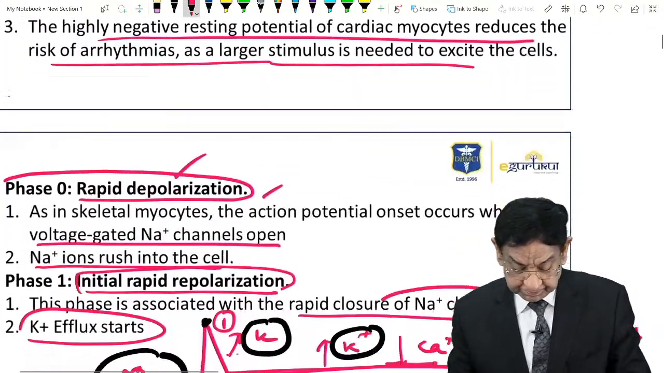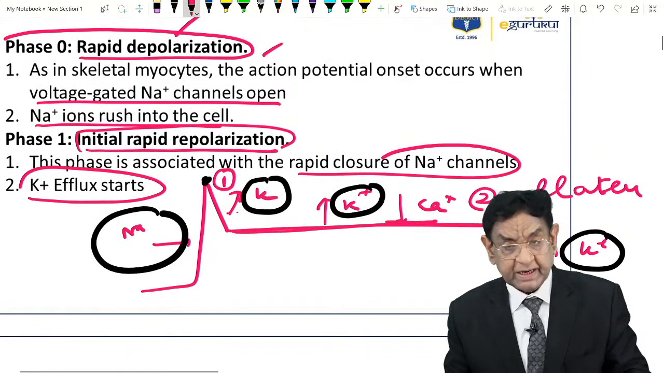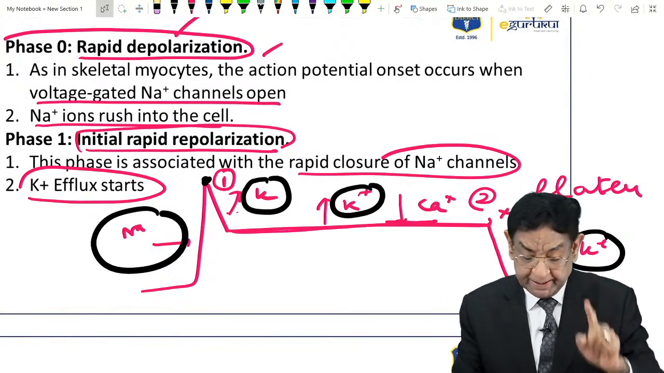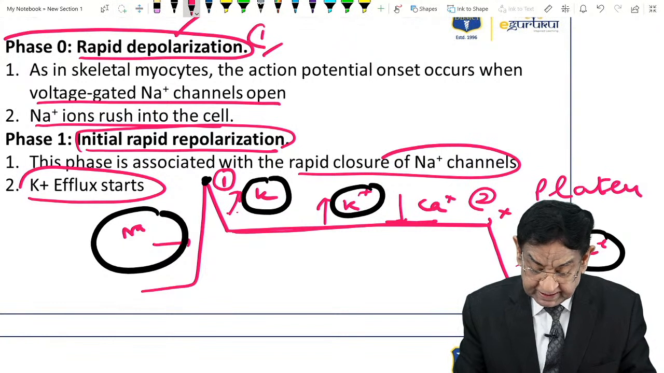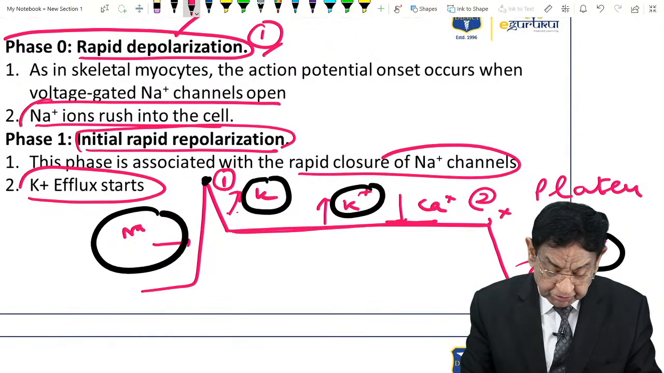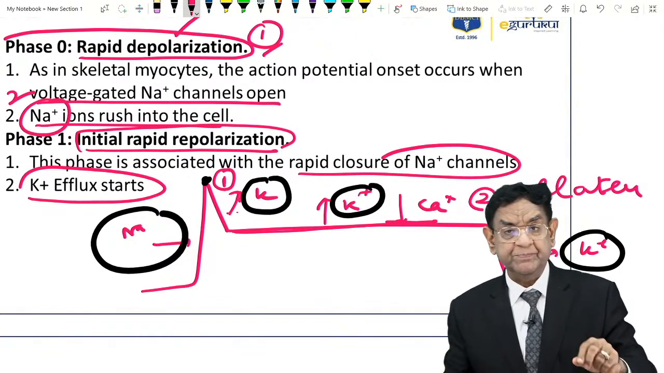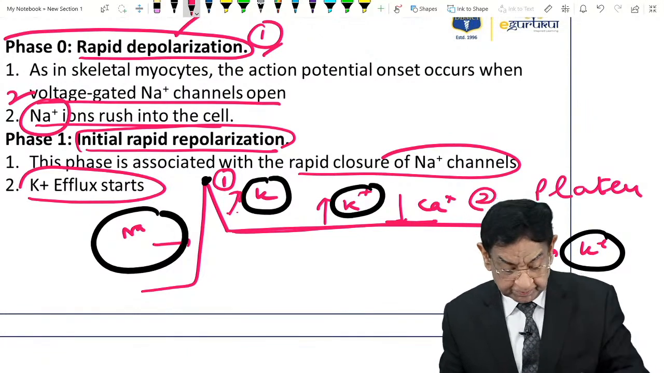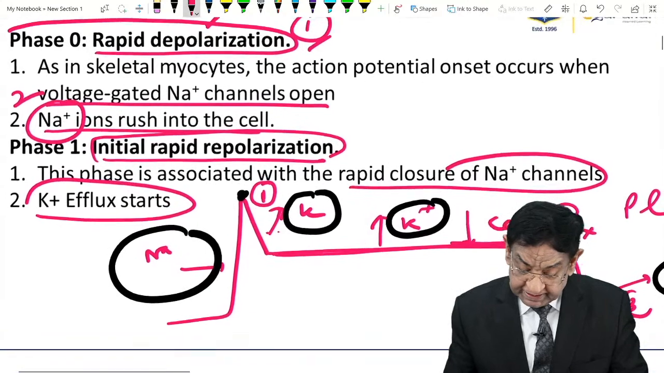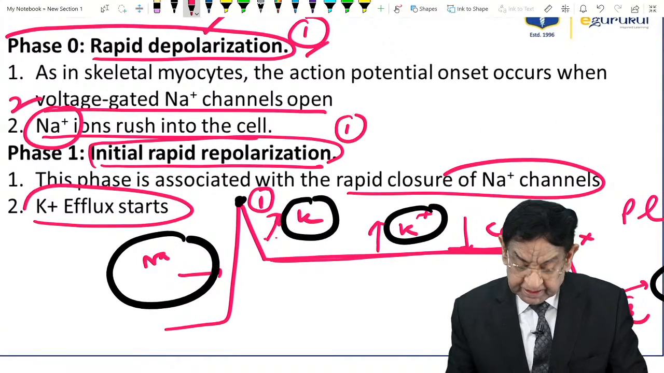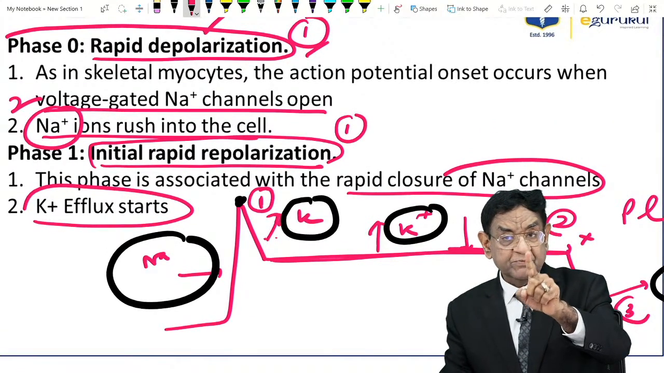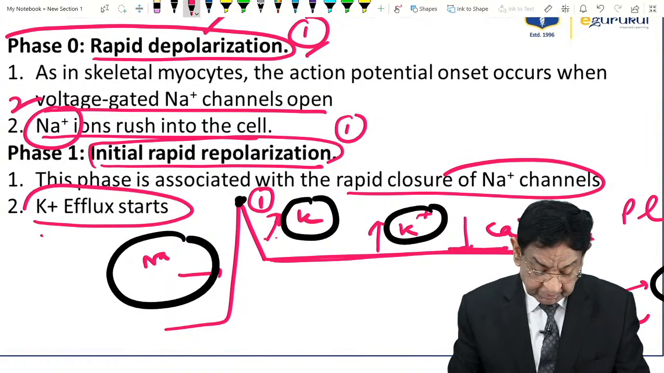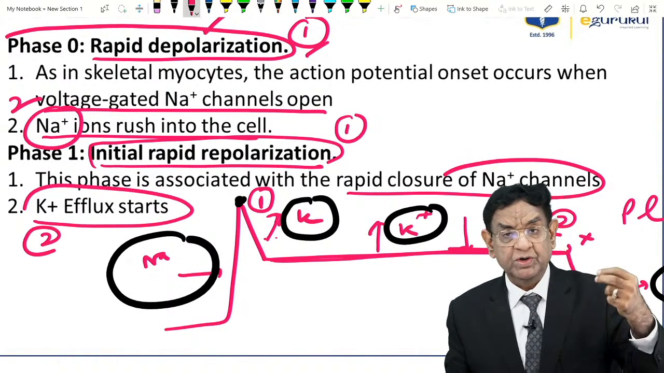And of course, resting membrane potential is diastole. Now again, in phase 0, what we call rapid depolarization is the first keyword, and the second keyword is that this is due to sodium entry. So there are only 2 keywords to be remembered in phase 0. Phase 1 is rapid initial repolarization, the first keyword. And what happened? Second keyword, potassium efflux. There are only 2 keywords.